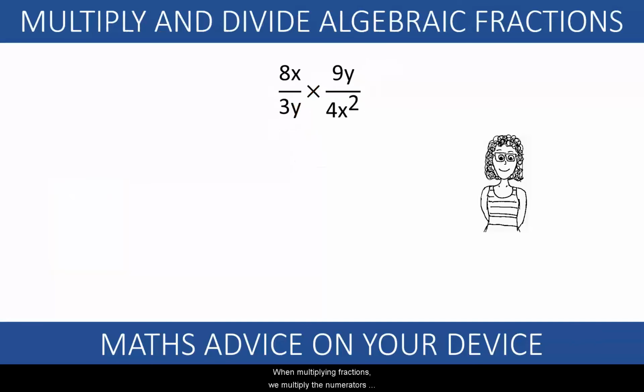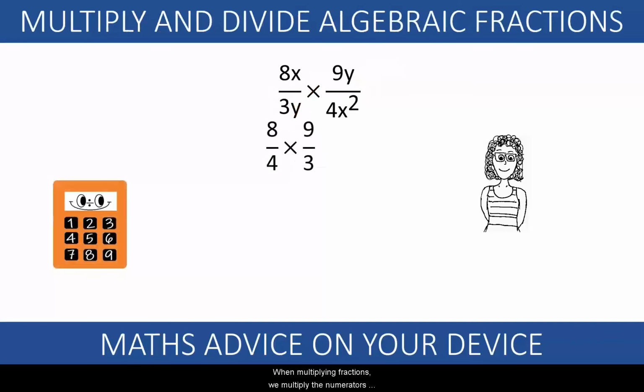When multiplying fractions, we multiply the numerators together. We multiply the denominators together, and then we fully simplify. But I think that is a bit of a waste of time. Since we are going to have to simplify anyway, why not do this from the beginning? So the way I do it is by simplifying numbers and simplifying letters separately.